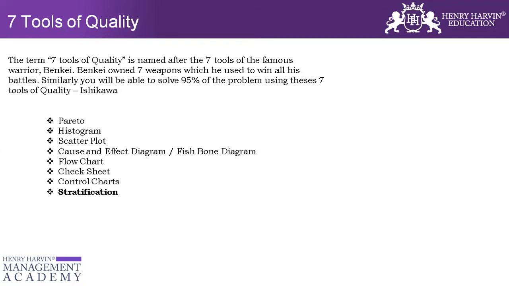There is another new addition to the list, which is called data stratification. That's the 8th one, but we still call these the 7 quality tools because that's the standard that has been followed. But data stratification also helps us look at the problem in a different way. So these are the different tools of quality which help us resolve at least 95% of the problems. We will cover these tools one by one, and we'll also learn how to apply these tools in Minitab.